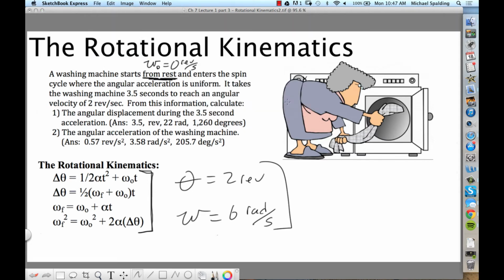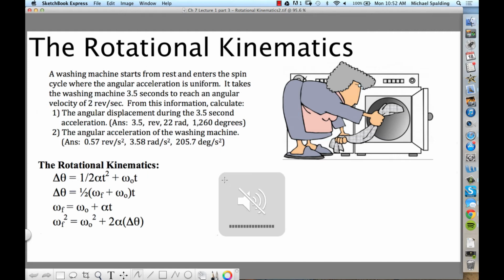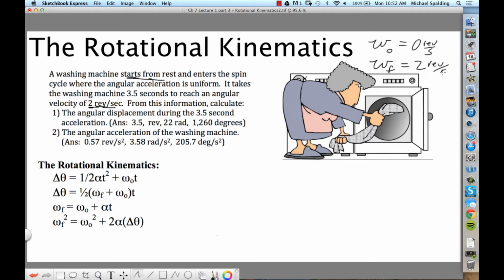All right, so I'll give you guys 3 minutes. Read this problem. It's just rotational kinematics. All right, so here's the info we have. So the washing machine starts from rest. This is a real easy problem. 0 revolutions per second. It speeds up to an angular velocity final right here, 2 revolutions per second. That all takes place in a time of 3.5 seconds. So I just want you to get the feel for rotational kinematics.